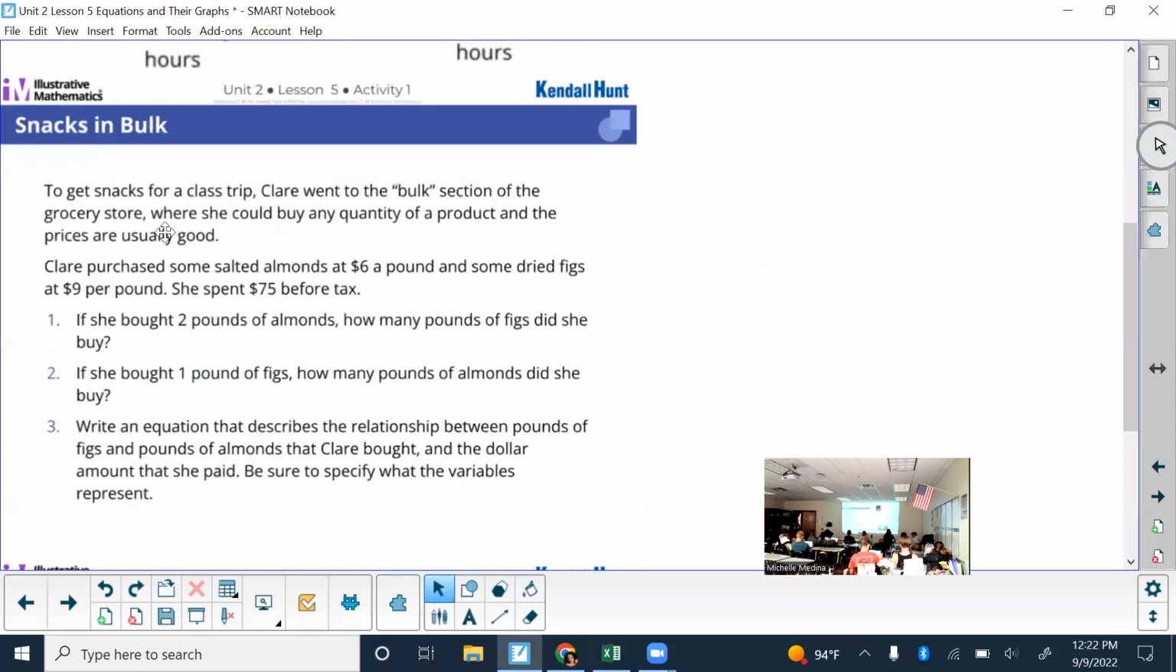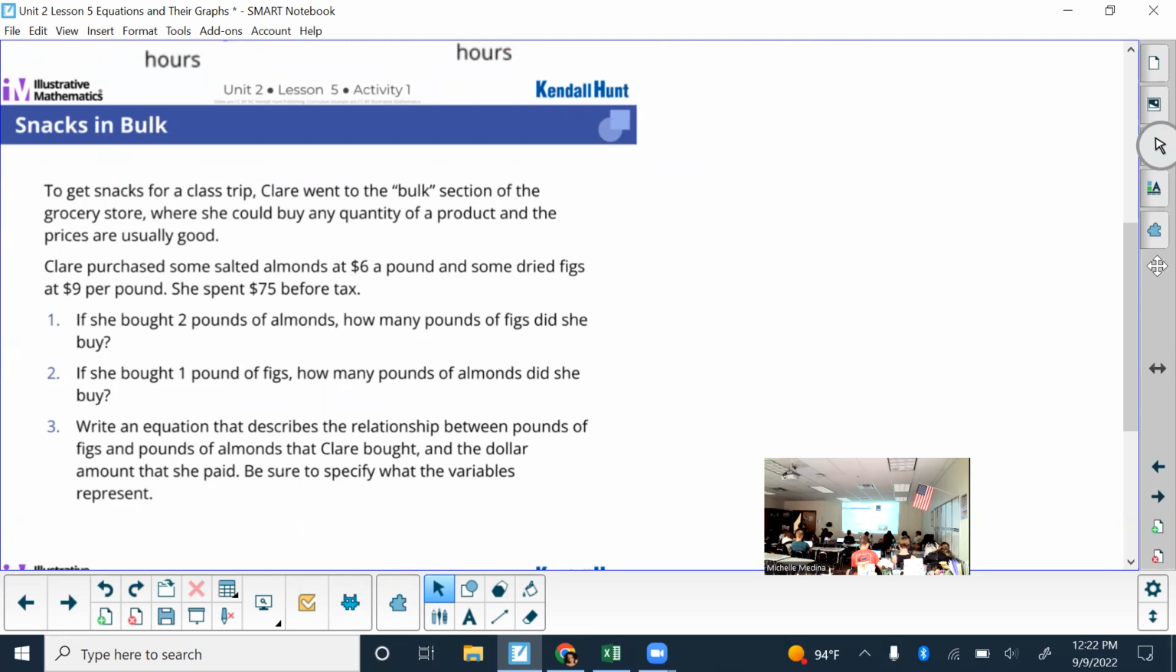All right. Here's the first activity that we're doing. To get snacks for a class trip, Claire went to the bulk section of the grocery store, where she could buy any quantity of a product and the prices are usually good. Claire purchased some salted almonds at $6 a pound and some dried figs at $9 per pound. She spent $75 before tax.